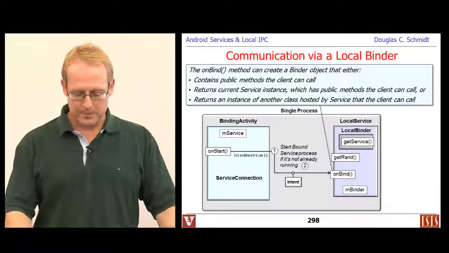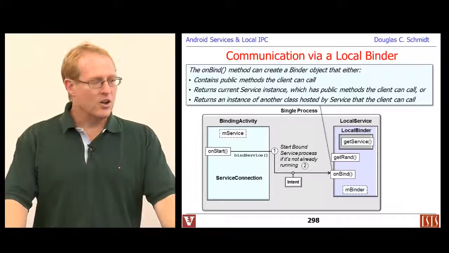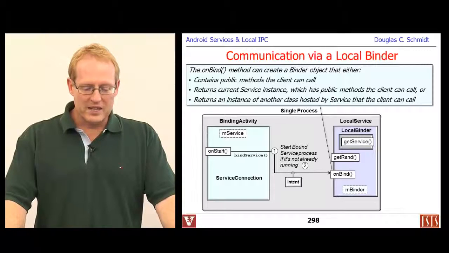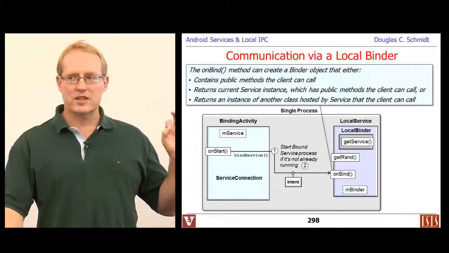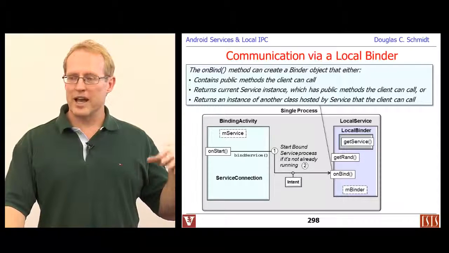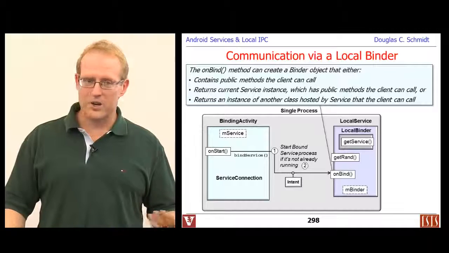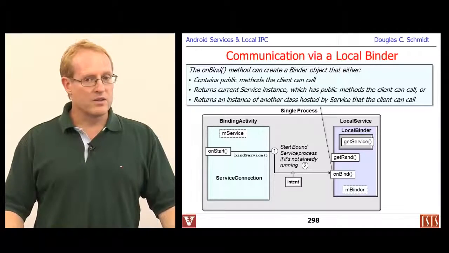Now, the onBind method has a bunch of different options on how it can return a result. One thing it can do is create a binder object that contains public methods that the client can call. So you might have a specific binder that's a subclass of Binder, and that's the way in which you're going to pass back the result. That's one way you can do it.